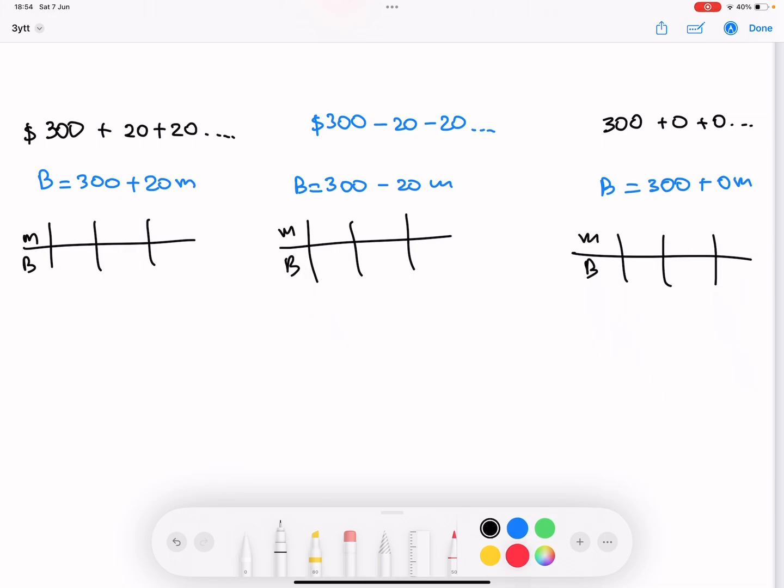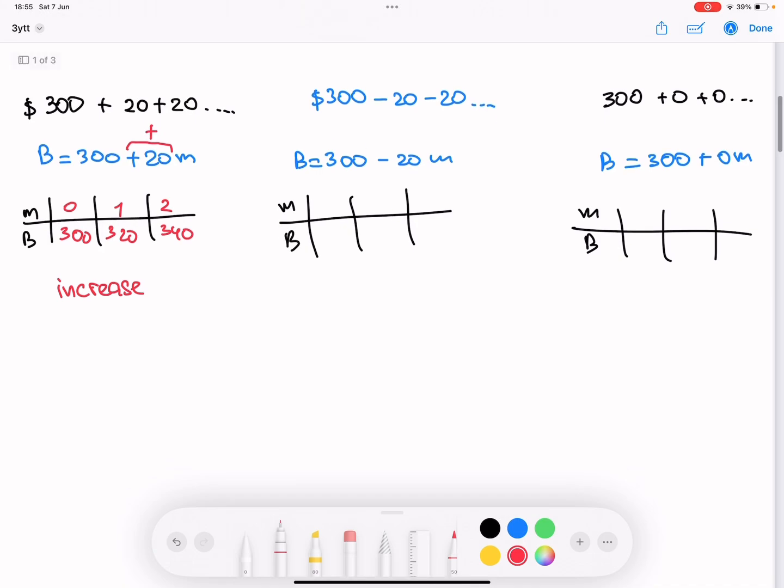All right. For the first table, when the number of months is 0, it's the initial budget. A month after, it will be 320, and 2 months after, it will be 340. So as you see, guys, because the slope is greater than 0, I mean, because it is a positive slope here, the budget increases. So a positive slope means the initial value increases through the months.